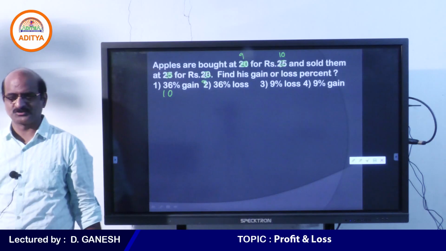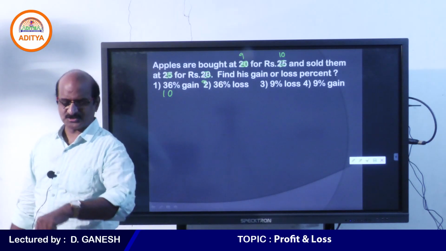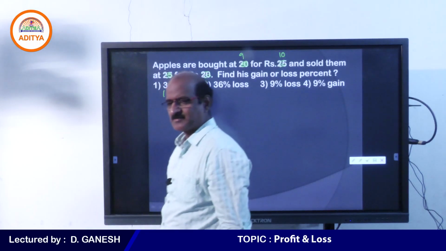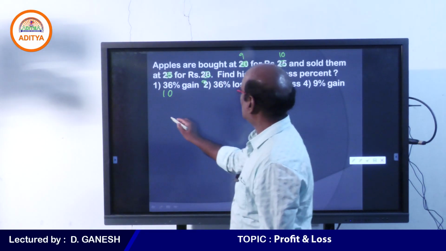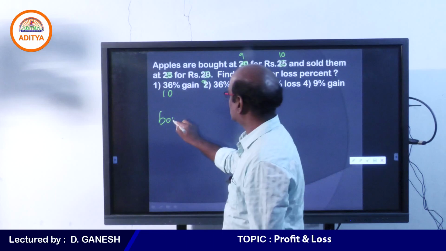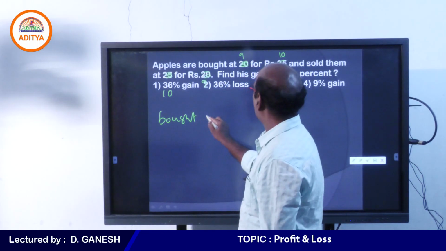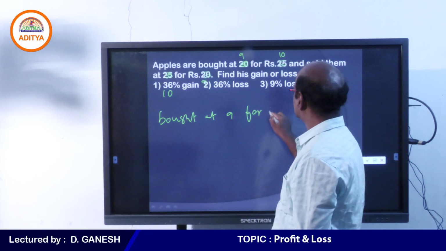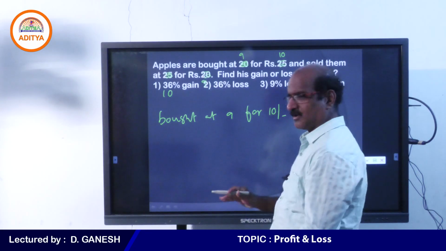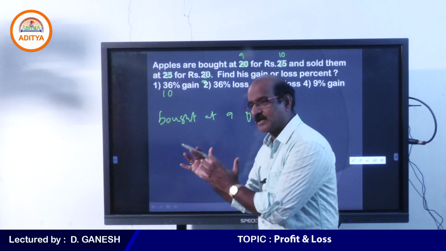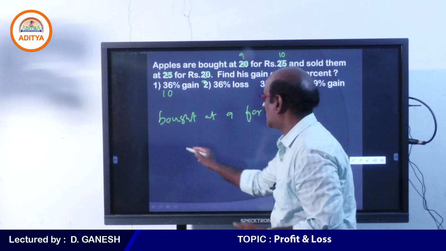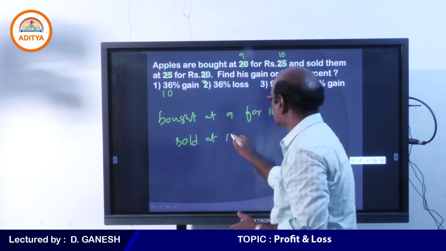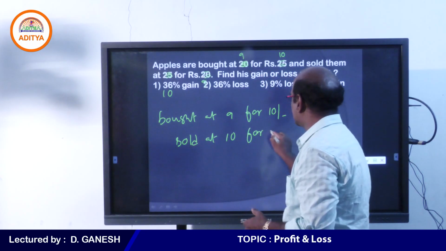Calculation comes in practice, student. Yes, it comes in practice. Just look at this, how the apples are bought. Tell me how the apples are bought. Apples are bought at 9 for 10 rupees. You put 10 rupees to get 9. How are apples sold? Sold at 10 for 9 rupees.